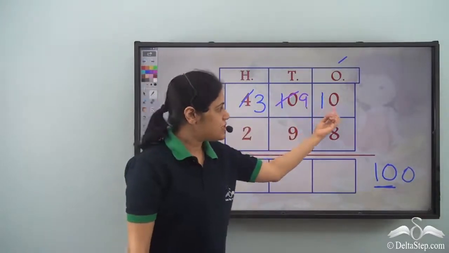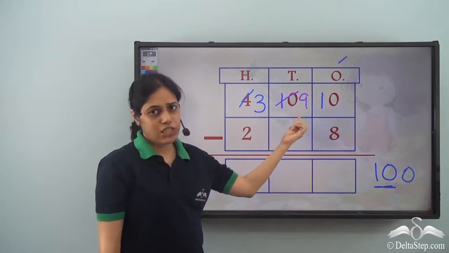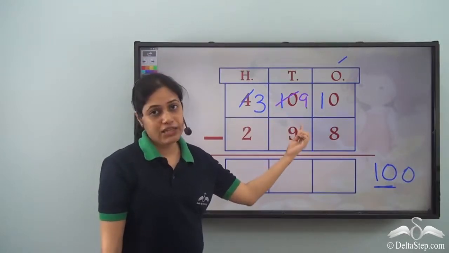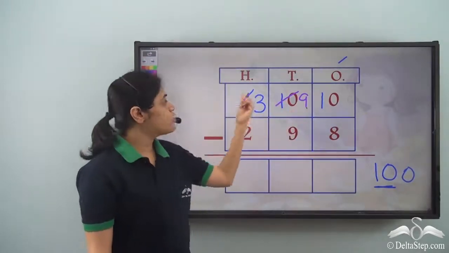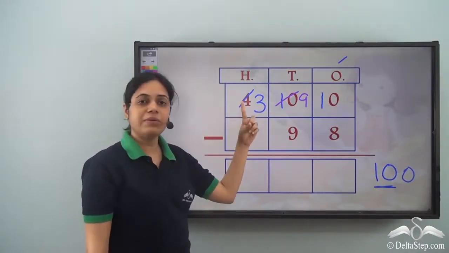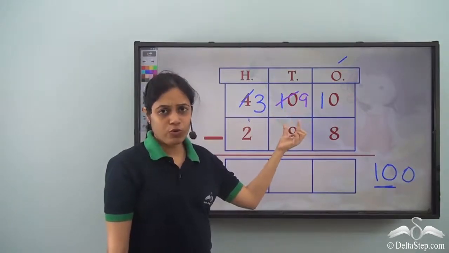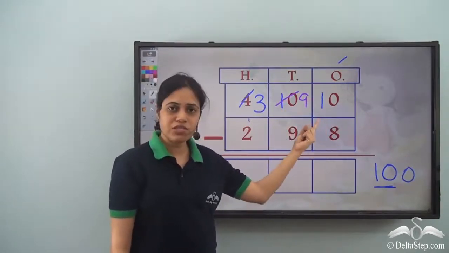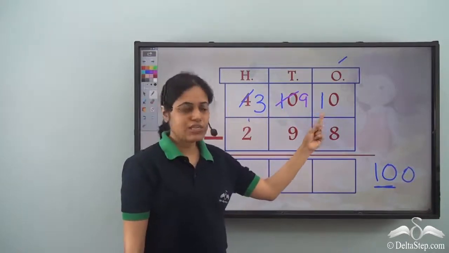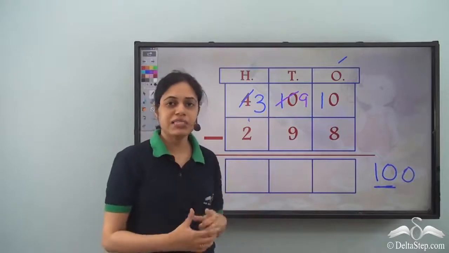So this 0 borrows from this 0. But since it was 0, it did not have anything to give. So it borrows from 4. When it borrows from 4, 4 becomes 3 and this becomes 10. But why did it borrow? Because it had to give to this. So it gave 1 to this and this 0 becomes 10 and this 10 becomes 9.